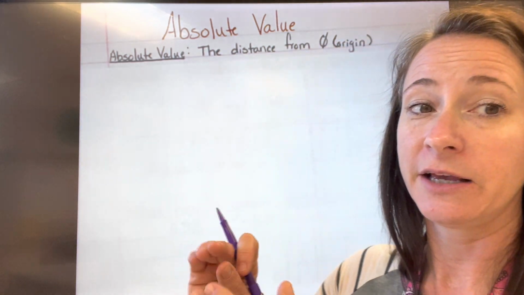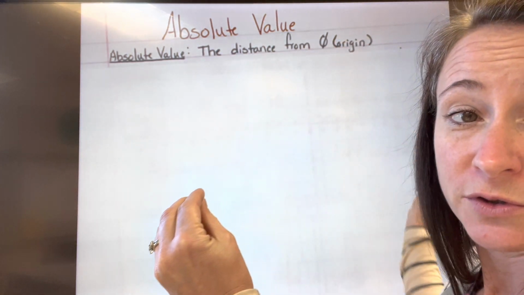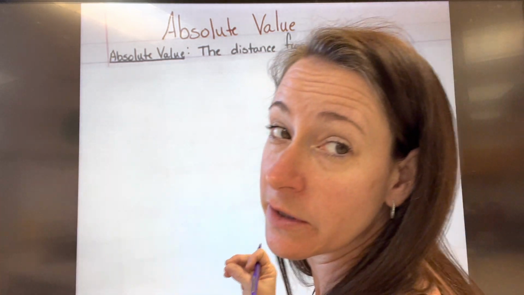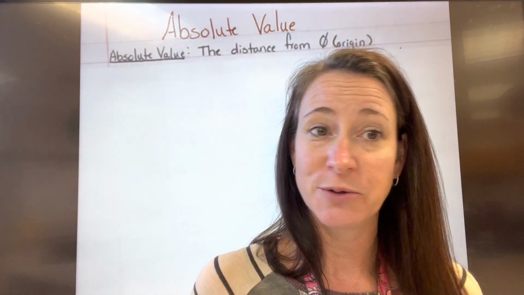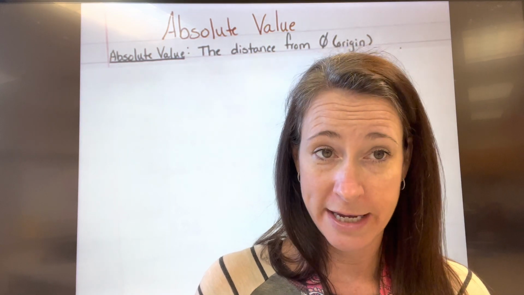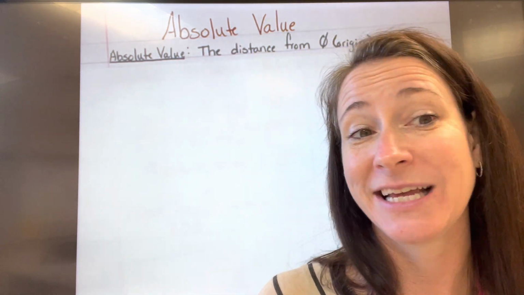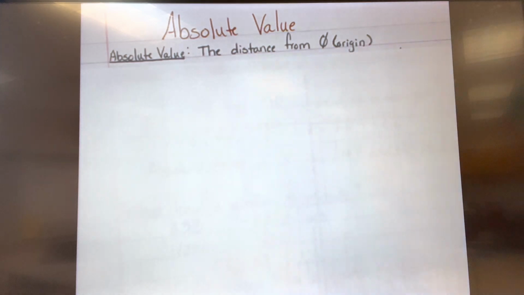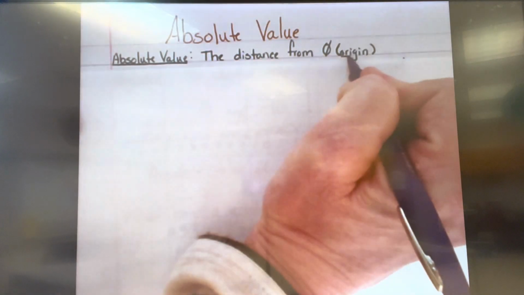So it could either be the distance from zero to the right or the distance from zero to the left. Absolute value is simply distance from zero. And we always write it as a positive number, okay? We also refer to zero as the origin.